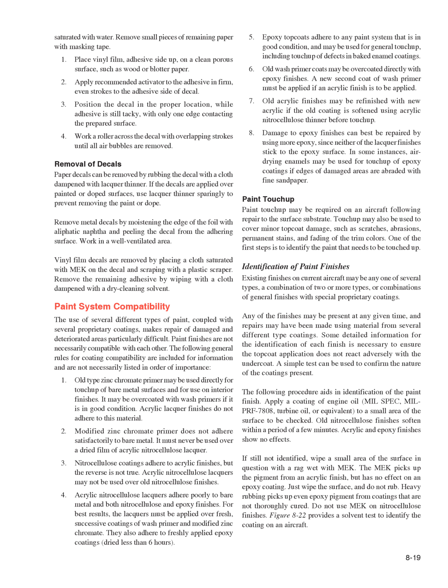Vinyl film decals are removed by placing a cloth saturated with MEK on the decal and scraping with a plastic scraper. Remove the remaining adhesive by wiping with a cloth dampened with a dry cleaning solvent. Paint system compatibility.